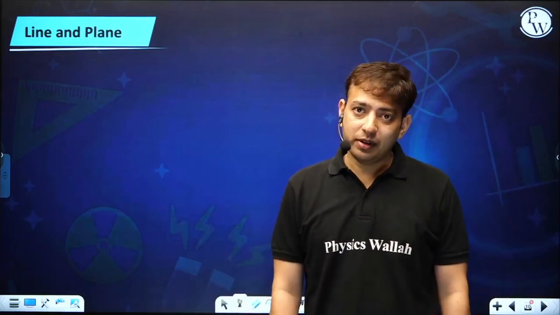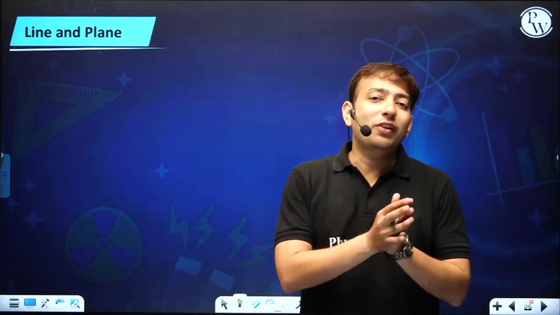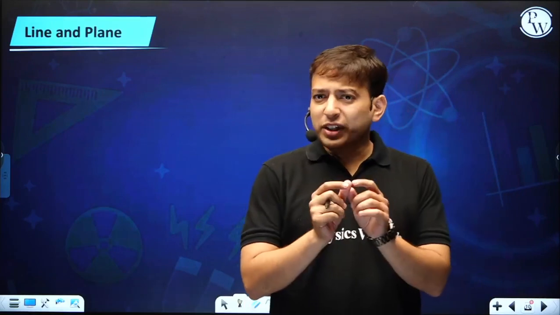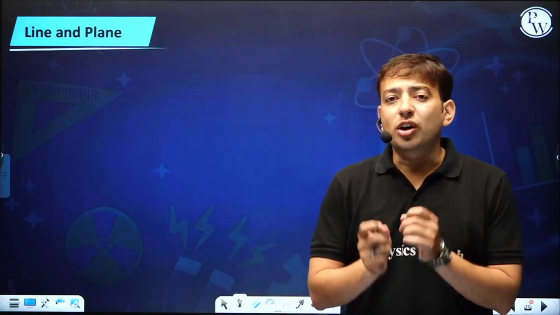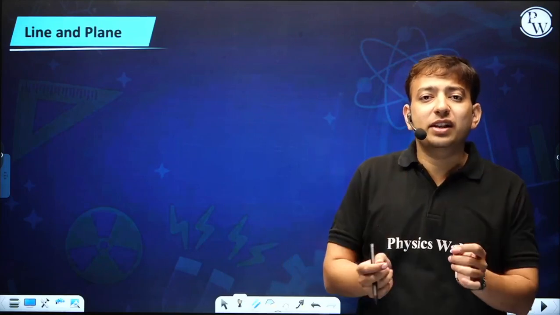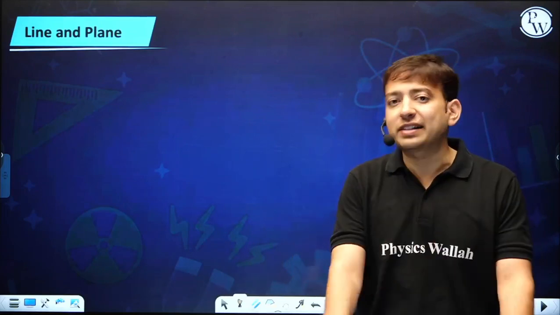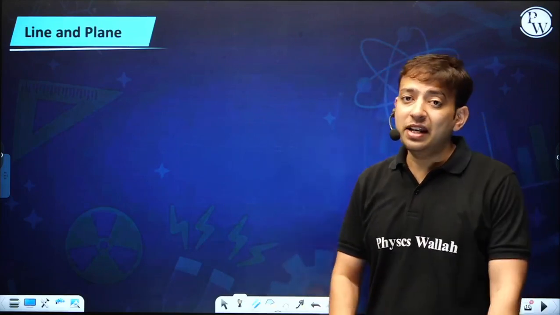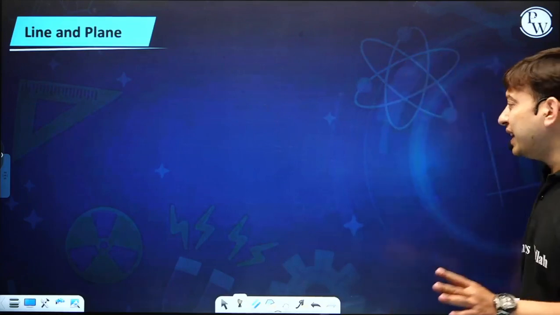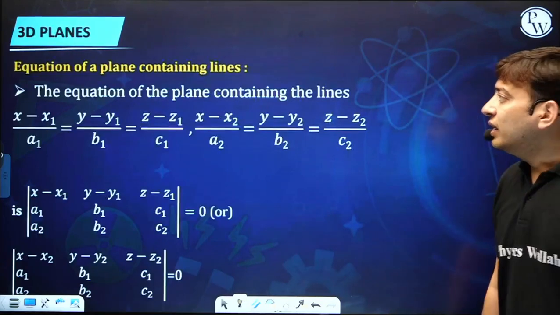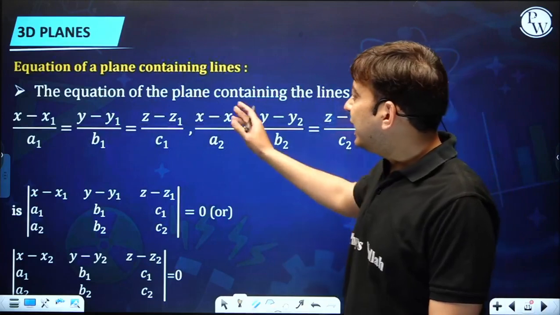Okay. So let's see how, when both come, they can be a little lengthy, but the concept, the algorithm and the method that we have learned and used will be exactly the same. Kind of a little lengthy can be there. Let's see. Equation of the plane containing lines.